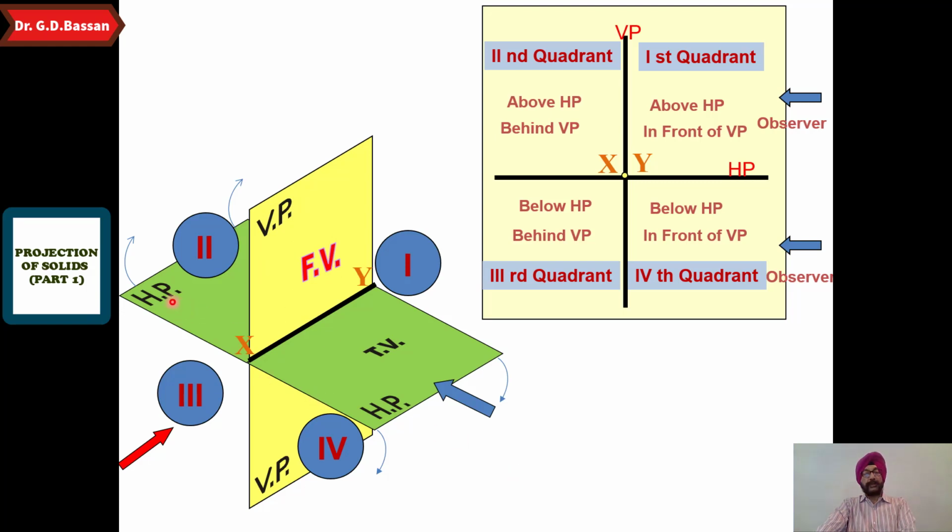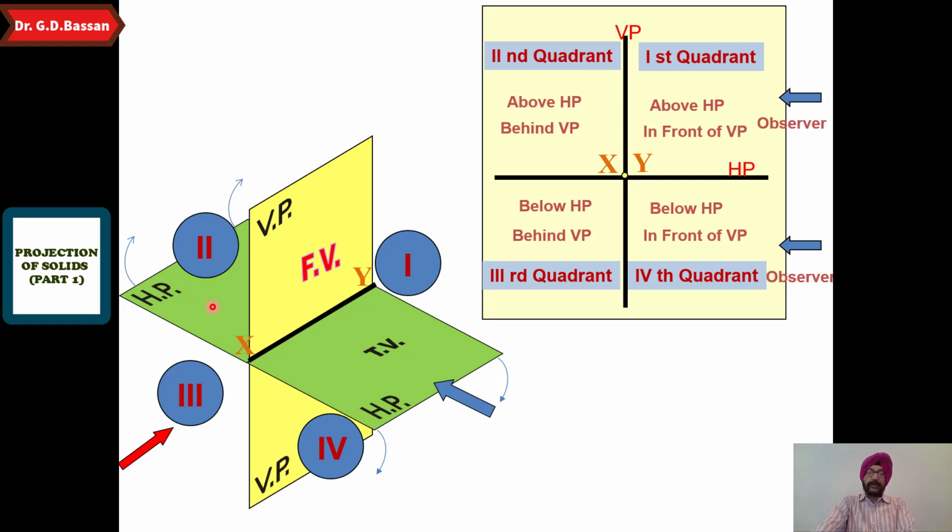When we rotate the horizontal plane through 90 degrees, it merges with the vertical plane. Obviously, in the first quadrant, the front view will be above the XY line and the top view will be below the XY line, as we are rotating the horizontal plane through 90 degrees in the clockwise direction. So the top view will come below the XY line.